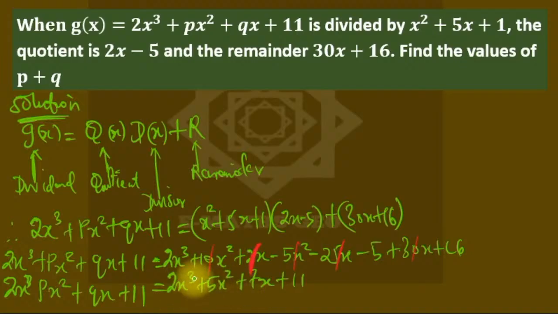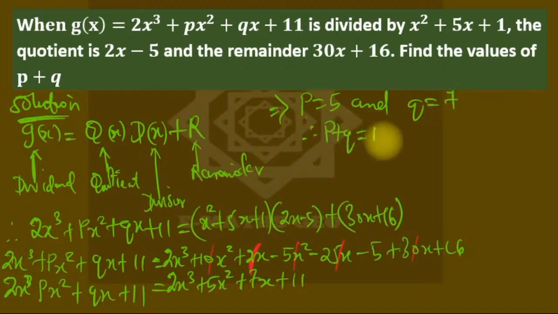I'm seeing 2x cubed, I'm seeing 11, and I'm seeing 11. Therefore p is the coefficient of x squared. p is 5 and q is 7. Therefore p plus q is 12. Nice question. Thank you.